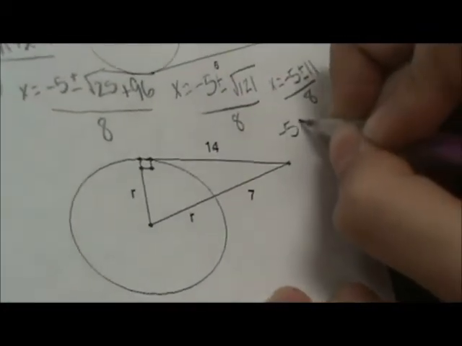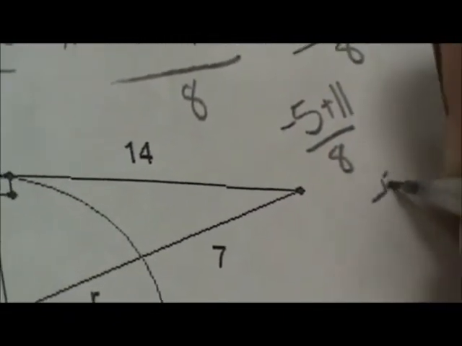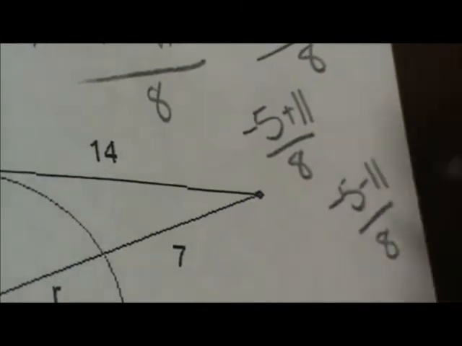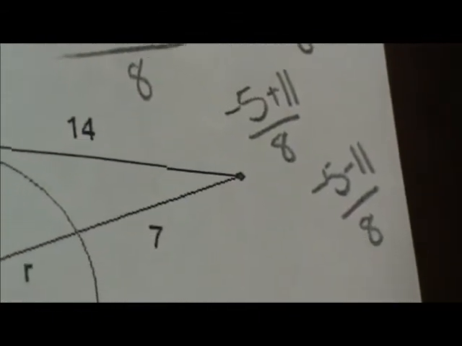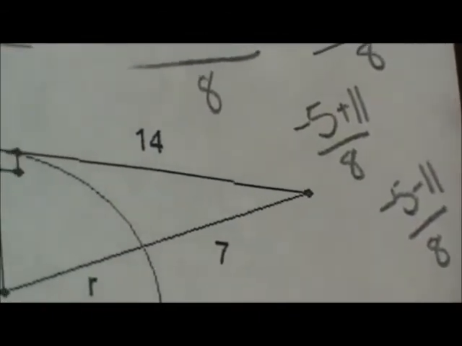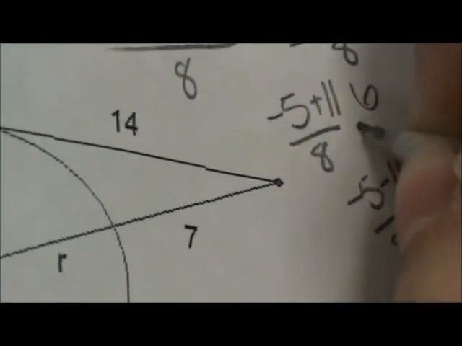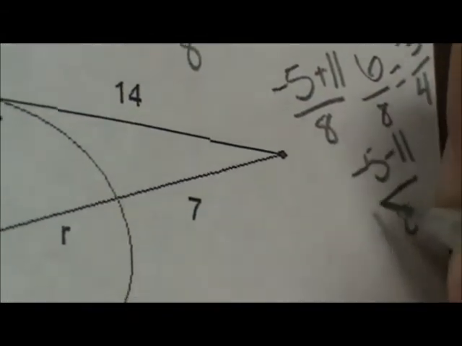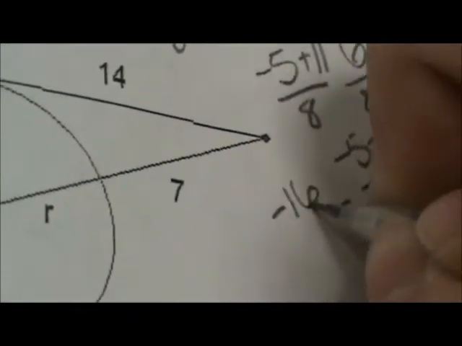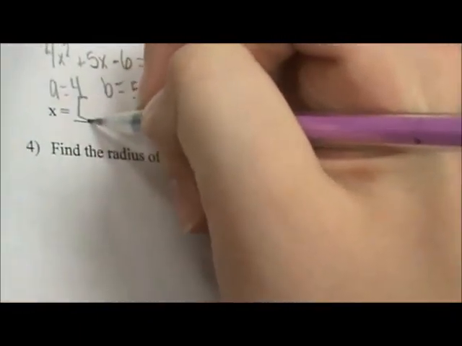And then you need to split them up into 2 equations. -5 plus 11 over 8 is 6 over 8, which simplifies to 3/4. And -5 minus 11 over 8 is -16 over 8, which is equal to -2. So your answer is going to be -2, comma 3/4.